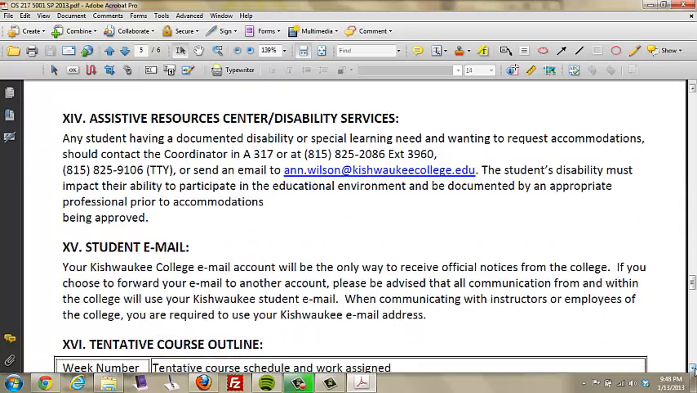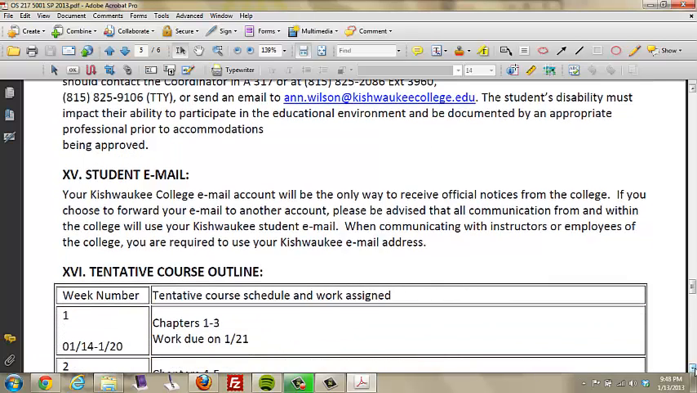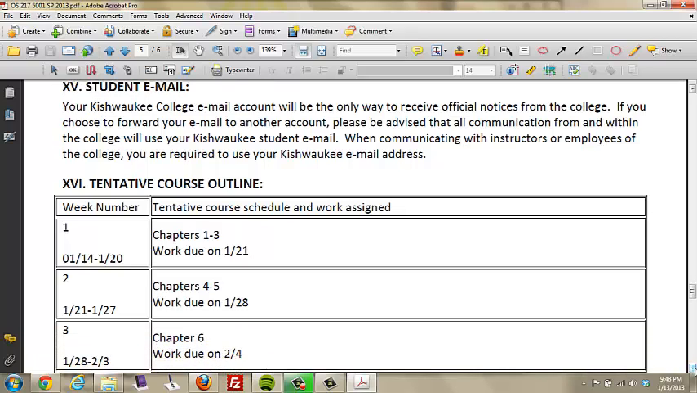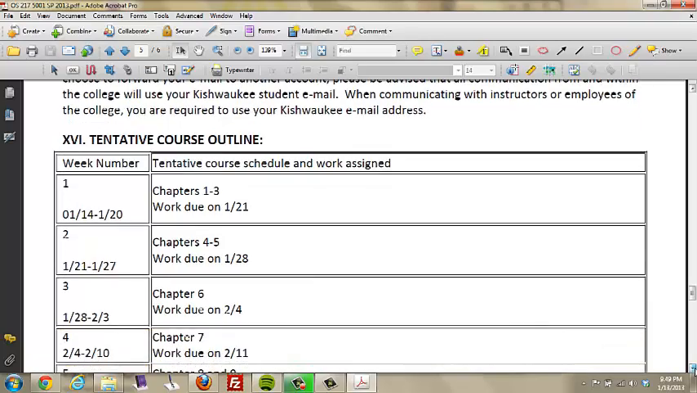If you have a documented disability or special learning need and want to request accommodations, you should contact Ann Wilson in room A317 or by extension 3960, and we will work to accommodate anything that you need accommodated. Please make sure you use your student email to contact me. If you don't, I will not answer. I will only communicate with a person that I actually recognize from the college. It is a law from FERPA that says that I'm not allowed to communicate with somebody outside that student email. So please make sure you're using your student email to contact me.